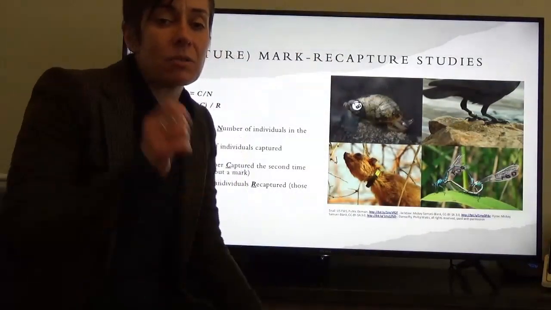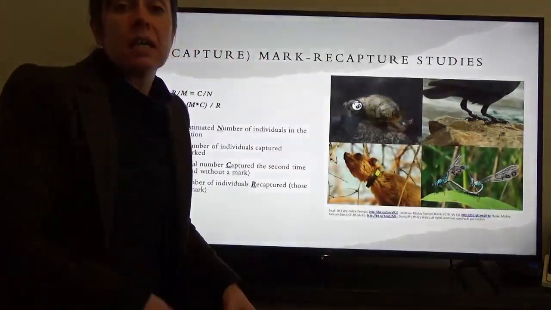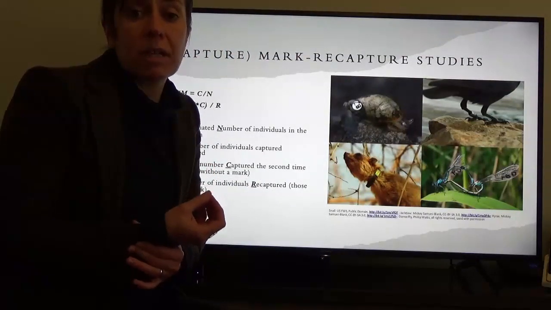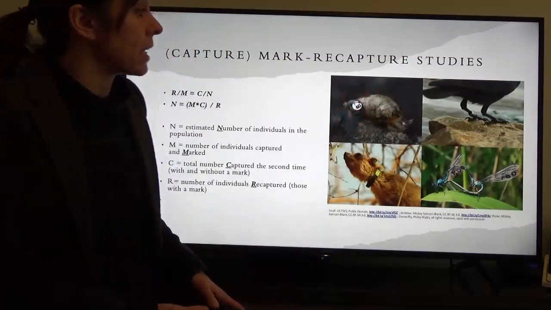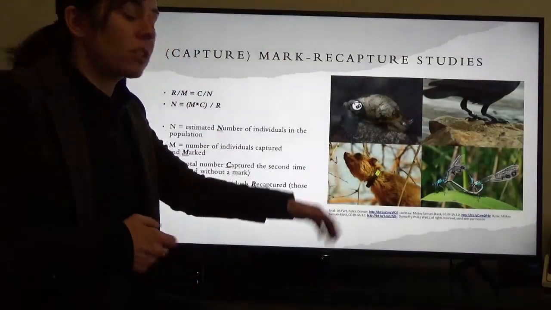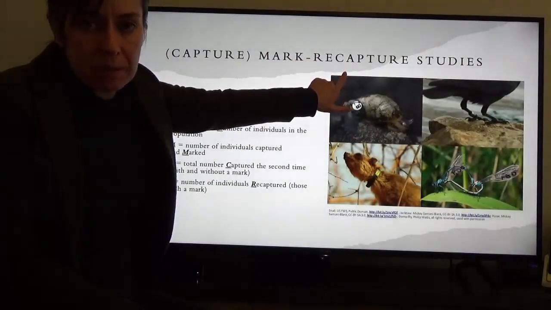Biologists do that a lot. They use Sharpies for everything. And then this bird has a bird band, that band has some unique identifying information on it. And so these are some different ways that biologists mark animals. So they catch them, they mark them, and release them. Okay, and then they recapture them.